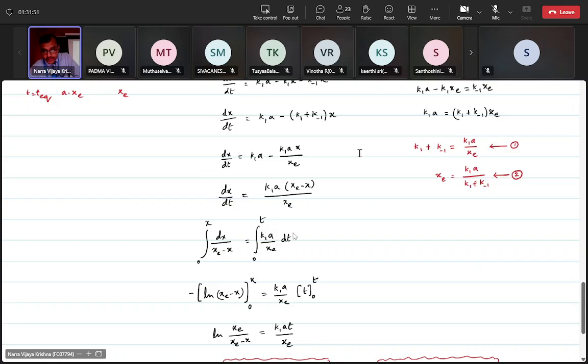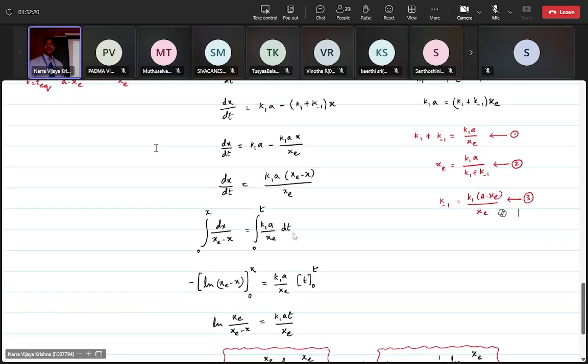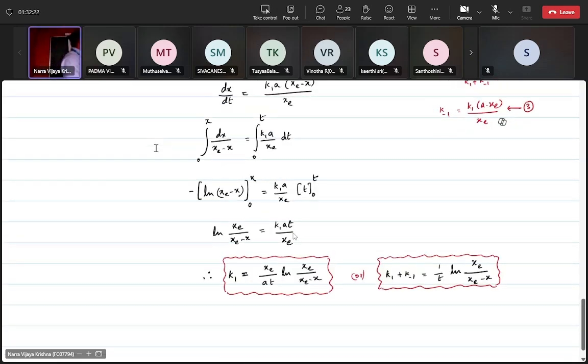Observe this equation, sir. From here, can I take k1 common? So what is the equation? k1 into (a minus xe) upon xe equals k minus 1. Possible or not? So k minus 1 equals k1 into (a minus xe) upon xe.